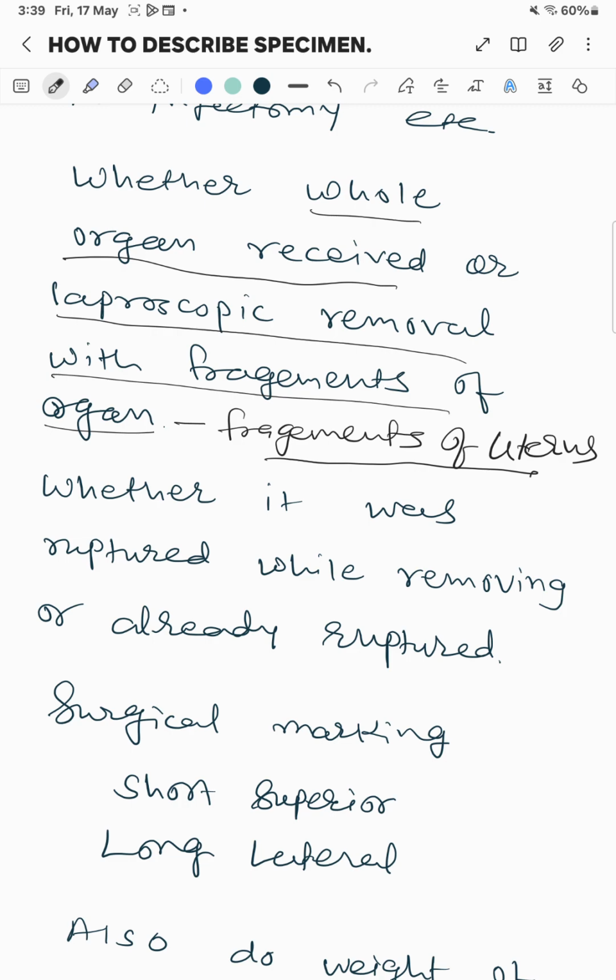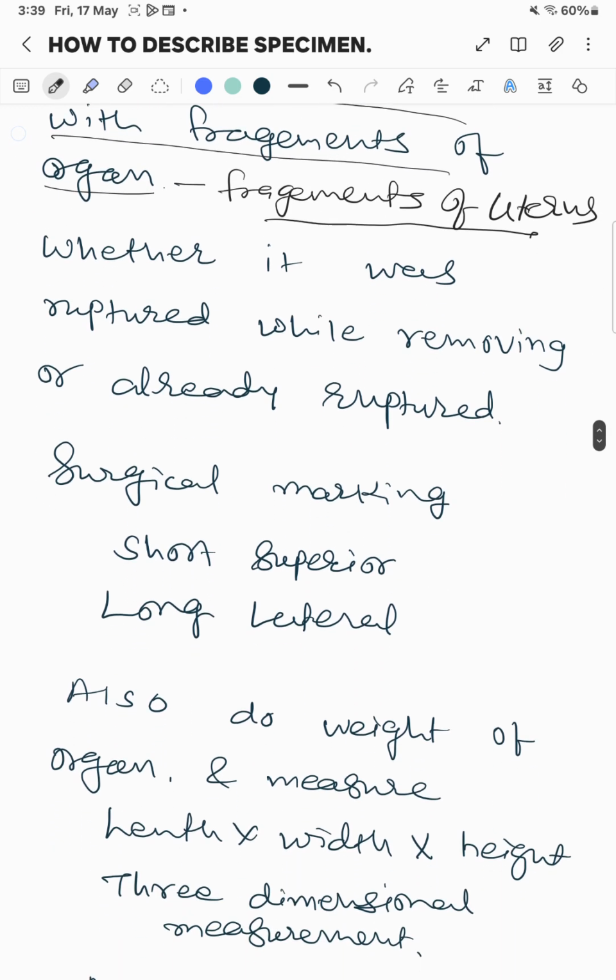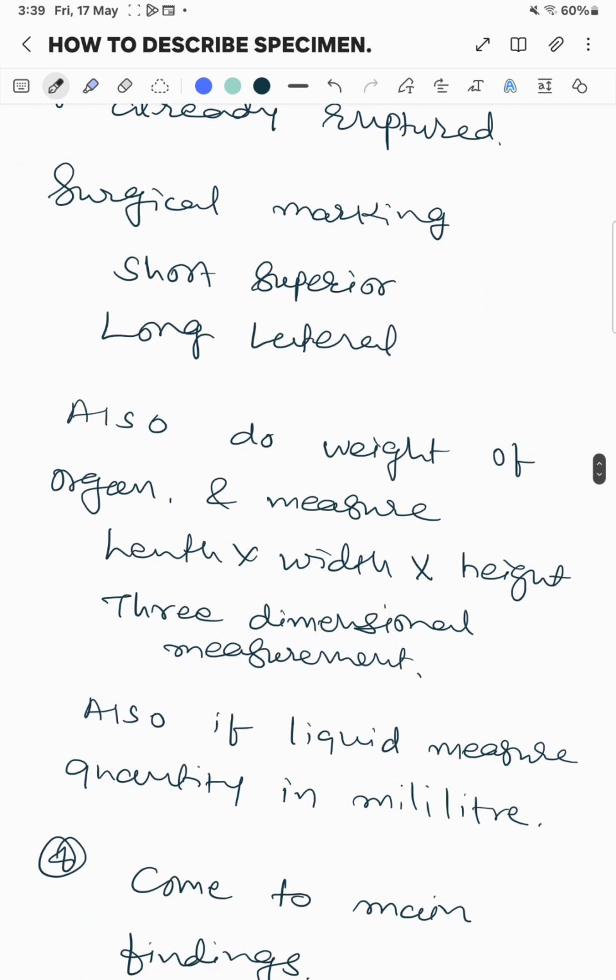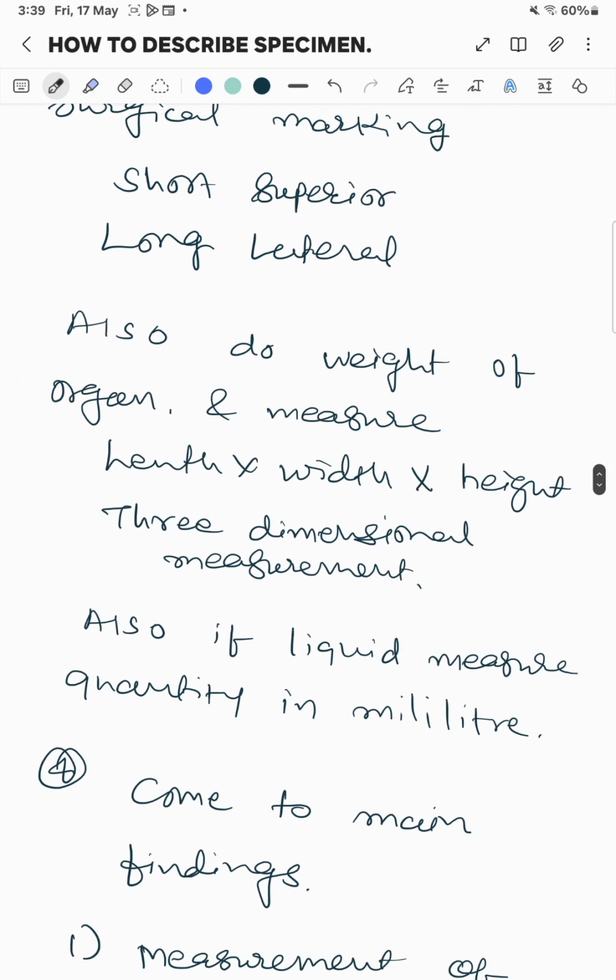If the specimen is a cyst-like structure, note whether the cyst was ruptured intraoperatively or postoperatively, or whether you put an incision on the cyst and the cyst fluid is coming out. In oncosurgery specimens, the sides of the surgical margin are very important. Always remember S for S, that is short superior margin and long lateral margin. Also weigh the organ and measure it in three dimensions: length, width and height.